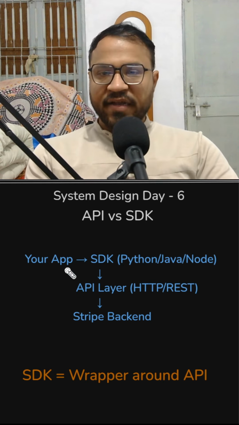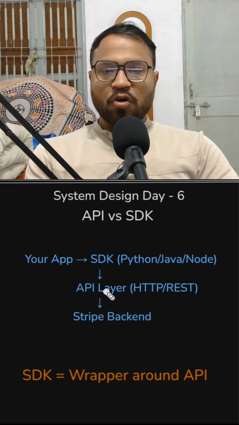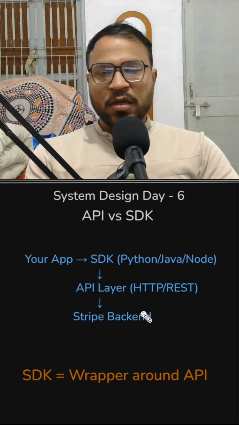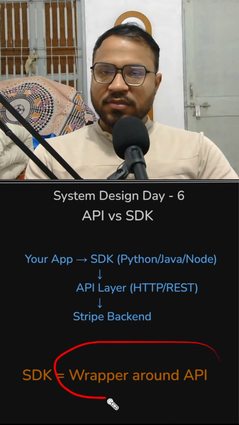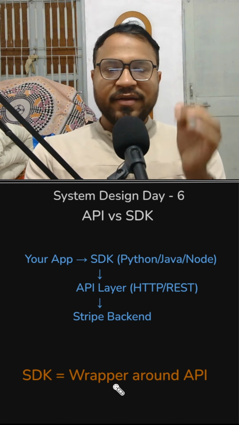Now here is the architecture, where your app talks to the SDK, the SDK talks to the API, and the API talks to the Stripe backend. So SDK is basically a wrapper around the API. So that is SDK. And SDK's full form is Software Development Kit.